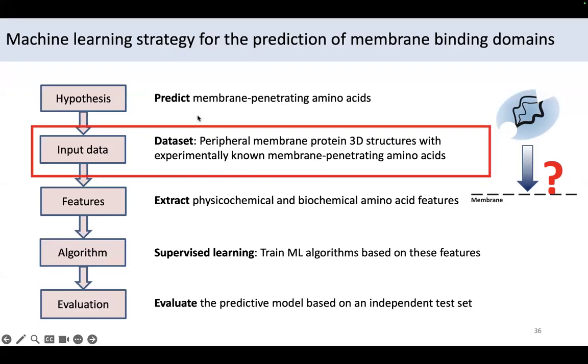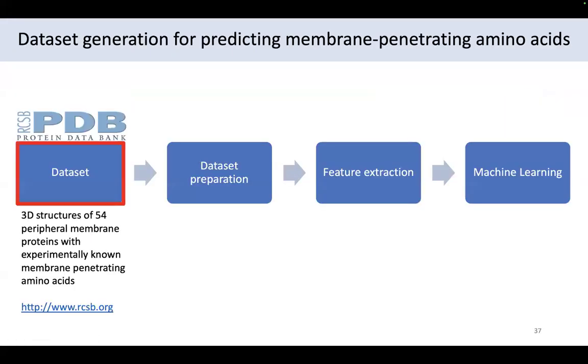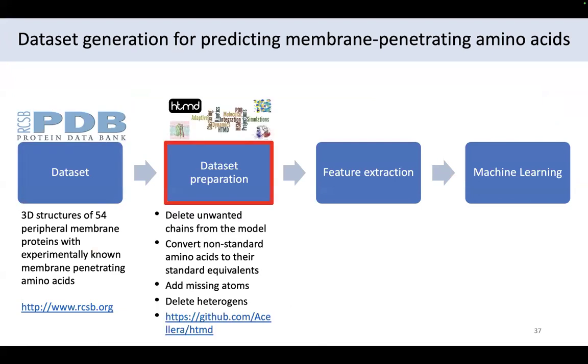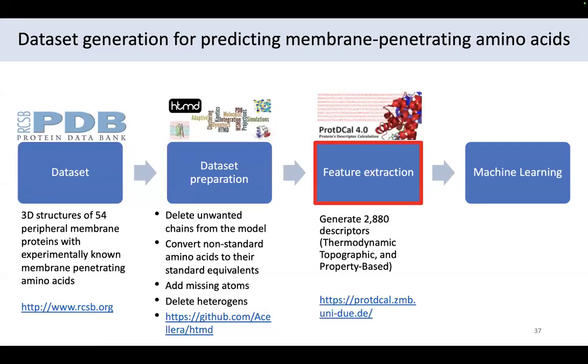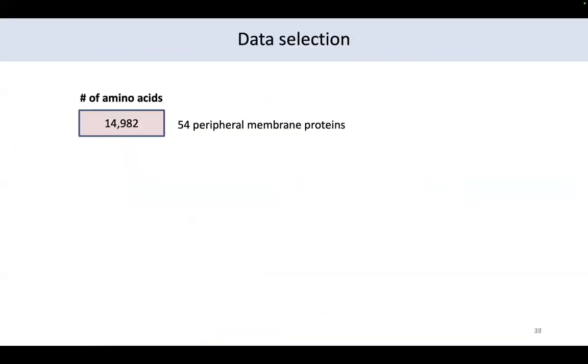After describing the hypothesis, I will explain the dataset that we considered. The dataset was the 54 peripheral membrane proteins with experimentally known amino acids that we took from the Protein Data Bank. We prepared the dataset by deleting unwanted chains, waters, heterogens, adding missing atoms, etc. Then we proceeded with feature extraction.